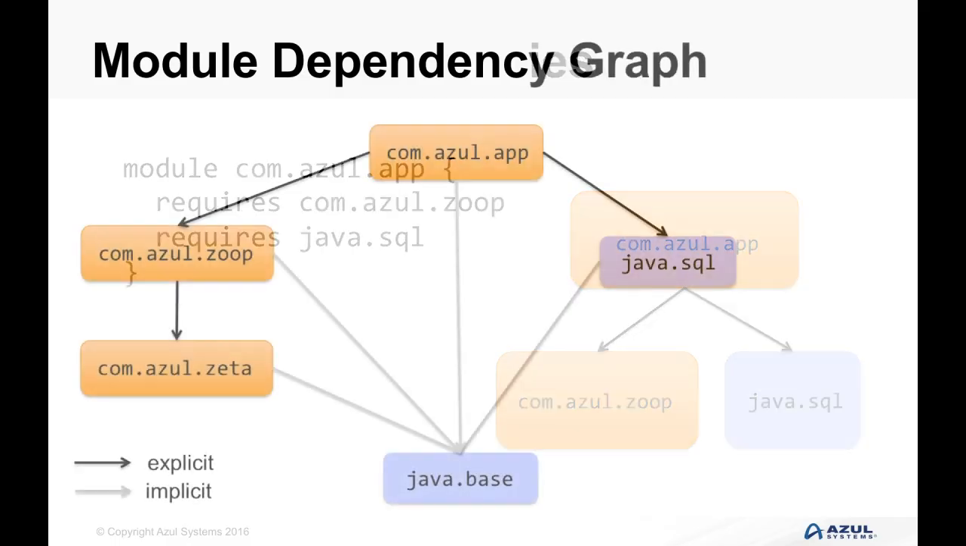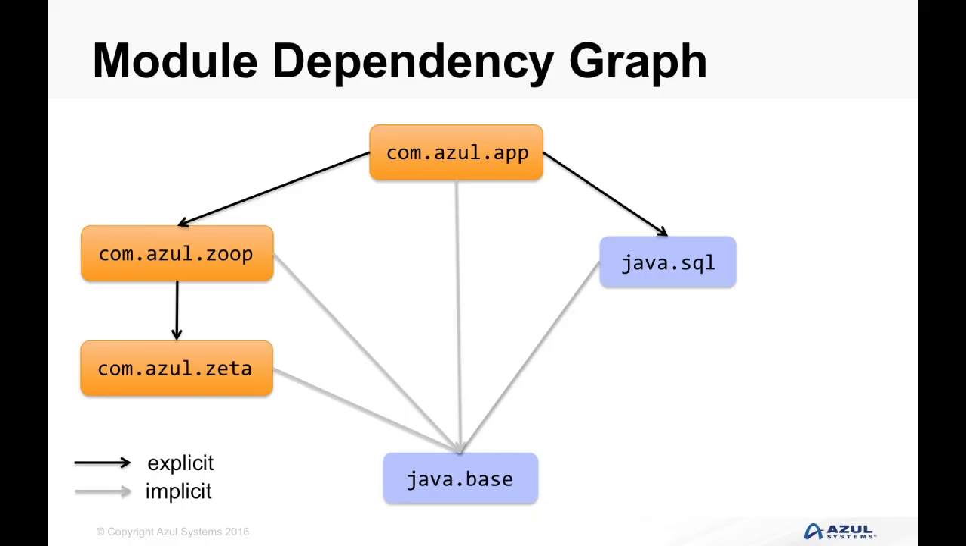What this allows us to do is to build up a dependency graph. And so the compiler will look at this and it will go, okay, so we've got app, that depends on Zoop. We know that Zoop has a dependency on Zeta, and we know that we have a dependency on java.sql. Now, all of those modules have a dependency on java.base. But this is an implicit dependency. We don't actually have to specify it in the module-info.java file. We can if we want, but we don't have to, because it's implicit. All modules depend on base. So it's a bit like all classes ultimately inherit from Object. In this case, all modules depend on base.